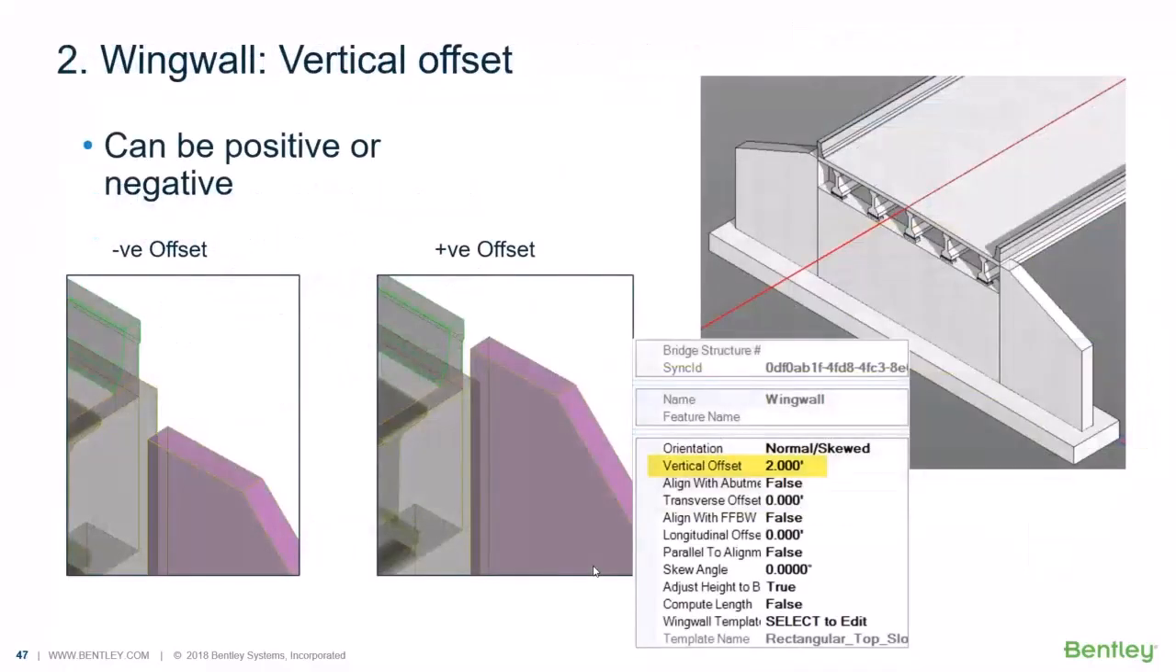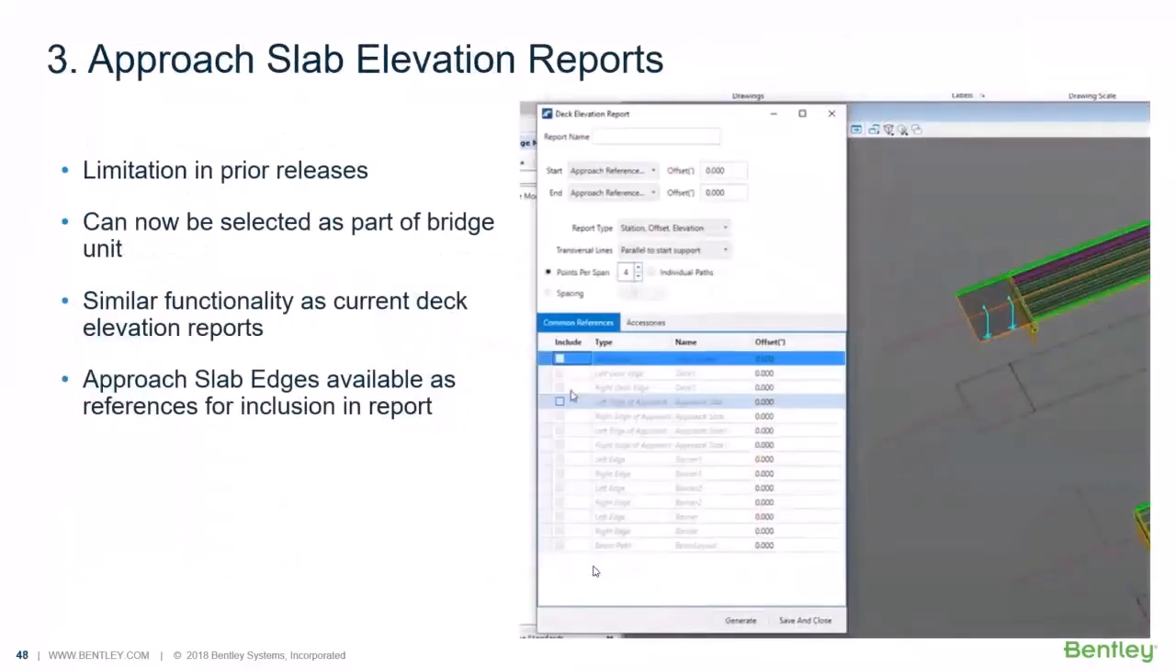Vertical offset as well on the wing wall. It used to be flush to the back wall. Now you can apply certain offsets, positive or negative, right, for that.